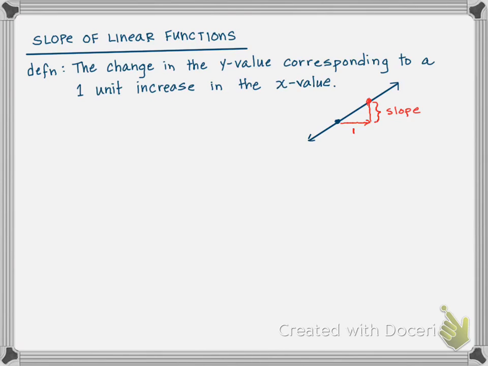And again, that corresponds to what we talked about yesterday, the rate of change, right? Remember, the rate of change was the change in the output per 1 unit of the input. So they're exactly the same thing. The only thing we did yesterday that we're not doing today is talk about average rate of change, which varies for nonlinear functions. So then let's talk about the slope formula.